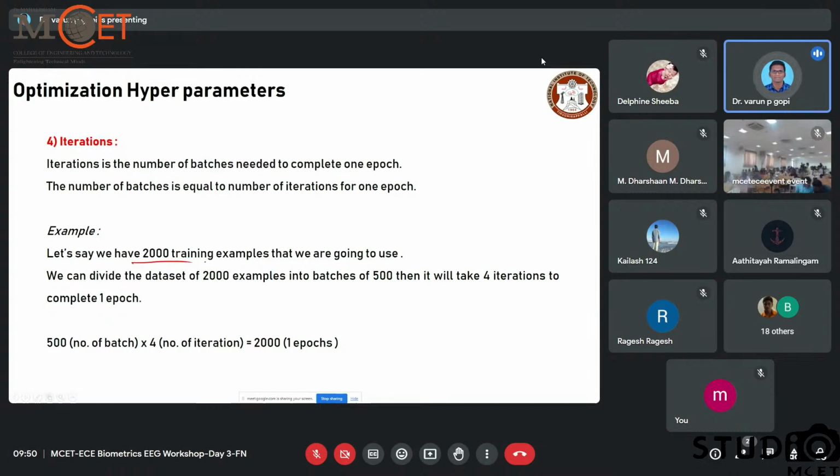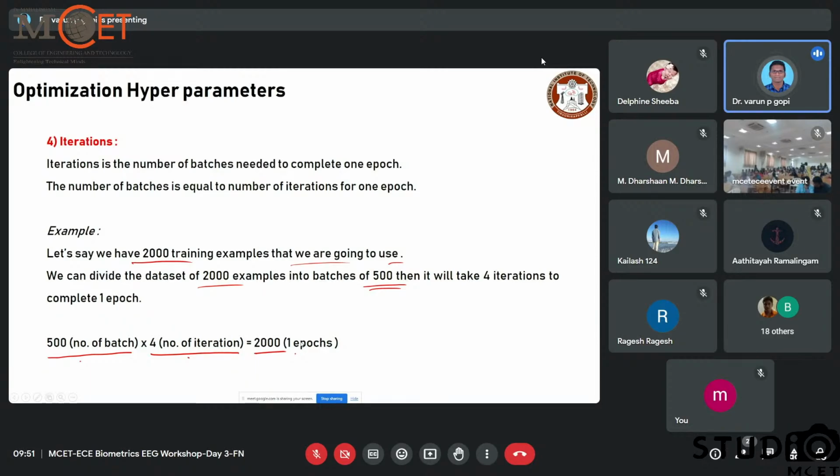Let's say we have 2000 training examples that are going to be used. So divide the 2000 samples into batches of 500. That means 500 is the batch size. Such 4 batches are there, so you are getting 2000. You have 4 iterations, which completes one epoch. So with a batch size of 500, out of 2000 data, you have 4 iterations to complete one epoch.